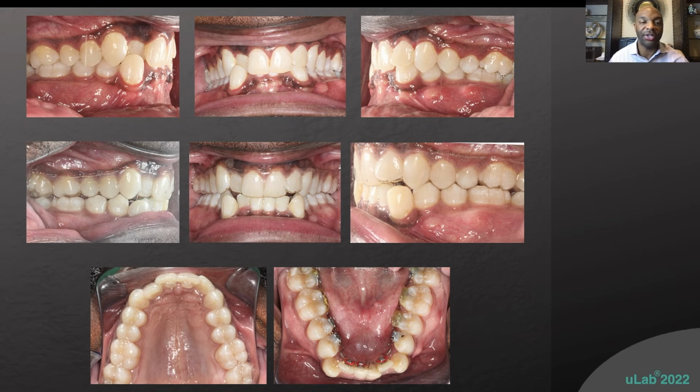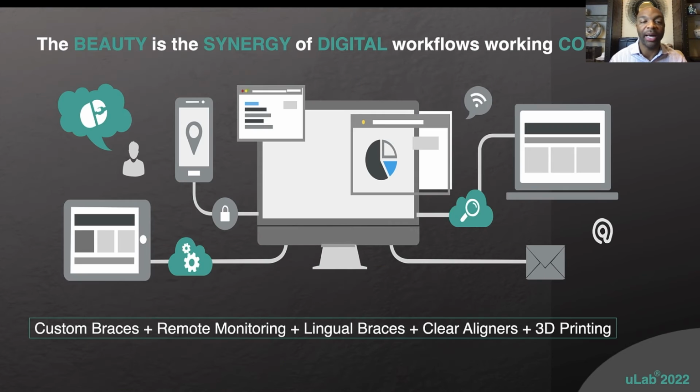And again, this is just some of the different ways that we can get creative with this, because the way I view orthodontics, especially on the digital front, is all of this stuff kind of coexists together. And when we use the advantages of all of them, we can treat our patients in the most optimal way. And that's kind of what this slide represents. Everything kind of just flows together.